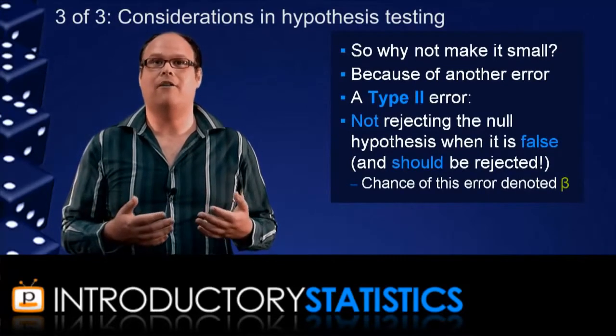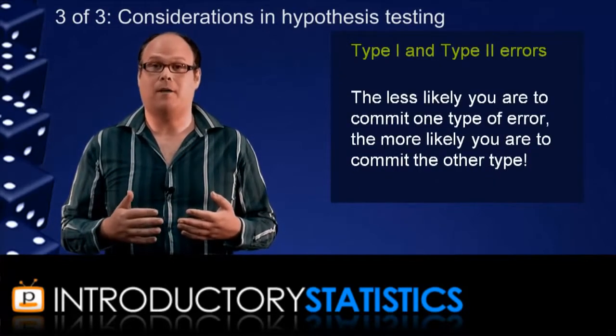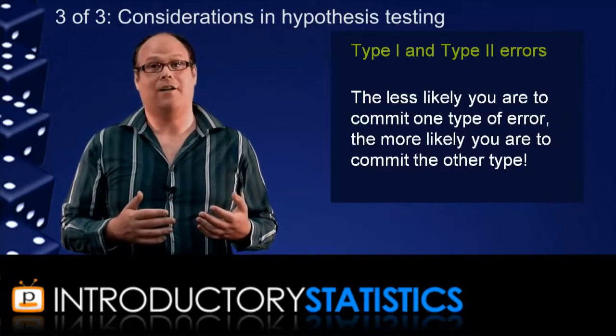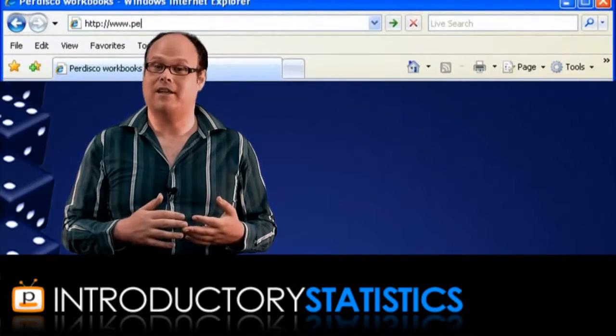And alpha and beta are inversely proportional at a fixed sample size. So the less likely you are to commit one kind of error, the more likely you are to commit the other. You'll get more familiar with the two types of errors as you get practice seeing them in tests.